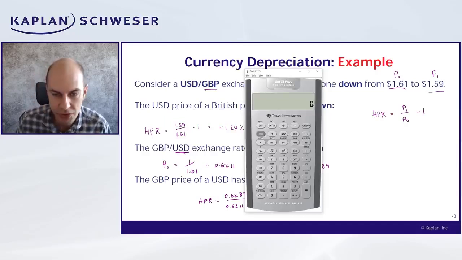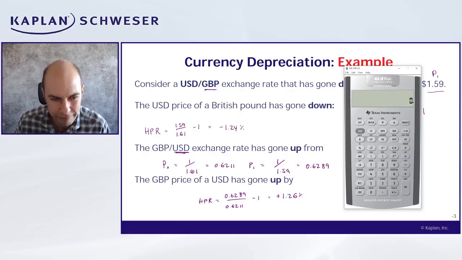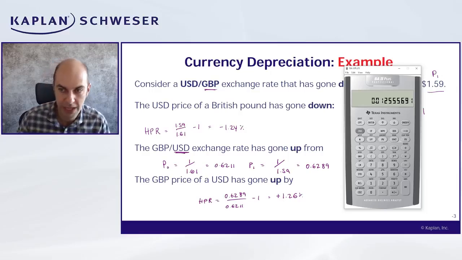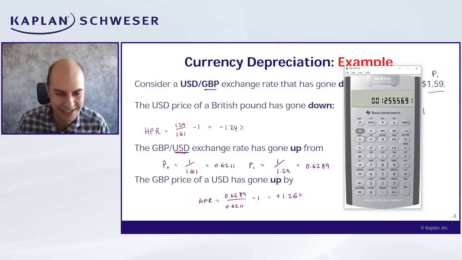And so here's our calculator. And I'll show you how you can quickly convert this number, the 1.24 to the 1.26. So this is what you've got to do. You're going to go 1 minus 1.24%. And then you will simply hit the 1 over x button and minus 1. And you can see here you will get the 1.26.